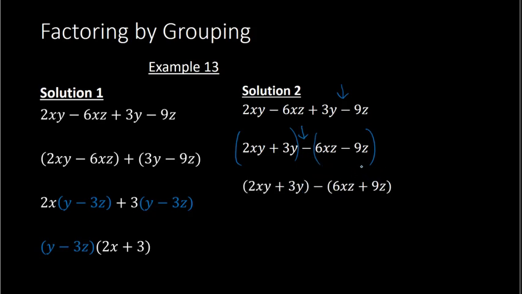We change the sign into a plus 9z, because if I were to distribute this negative to both terms, we would have a negative 6xz, which is what we started with, and a negative 9z, which is what we started with. If you didn't do that, it'd be a plus 9z, which is wrong. And then from here we can factor out and get the same answer. So just be careful if there is a negative in the front.